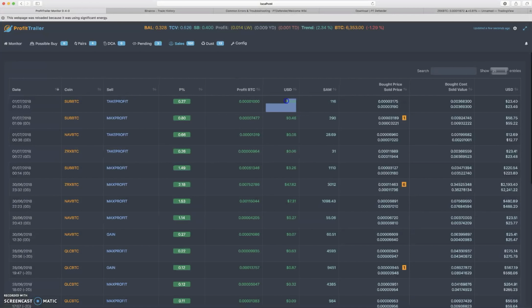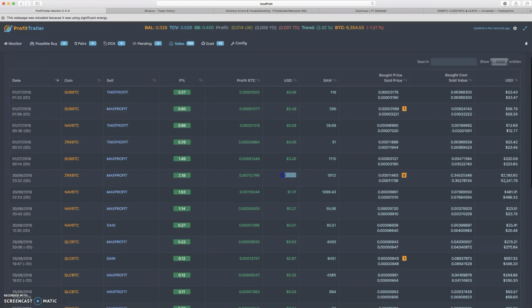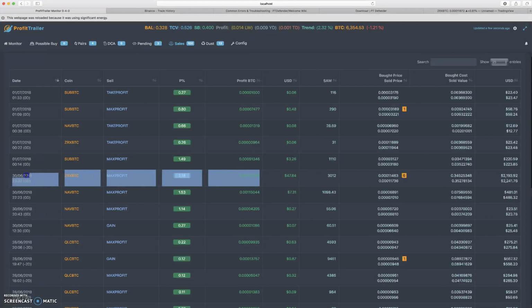Some of them are a lot smaller. Some of them are 6 cents. 6 cents. I have some 7. I had a $47 sale. I had a $3 sale. Very random actually, but these were pretty large bags that I was getting rid of. So this was PTDefender that sold this ZRX bag. So it does work. You just have to understand how the settings work, and it's cycling through.